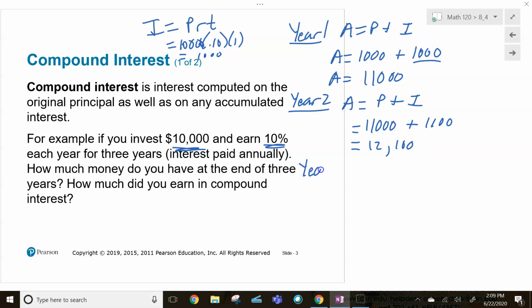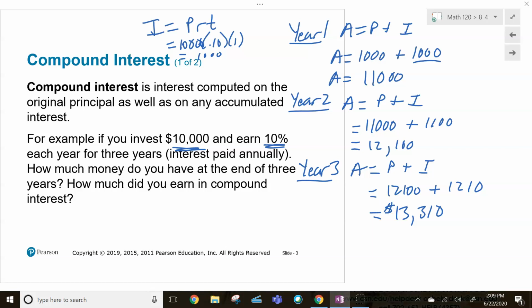At the end of year three, so now you're going into year three and you have $12,100 in principal and you make 10% on that $12,100. So 10% of 12,100 is 1,210. So at the end of year three, you now have $13,310. Again, this is considering you making 10% every year.